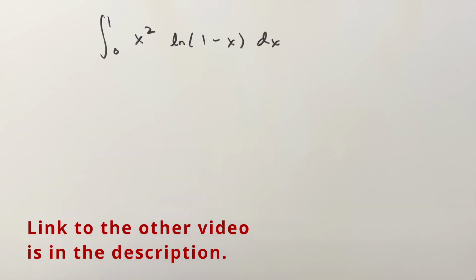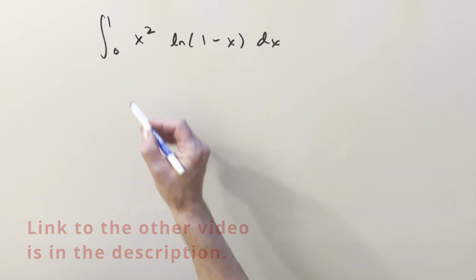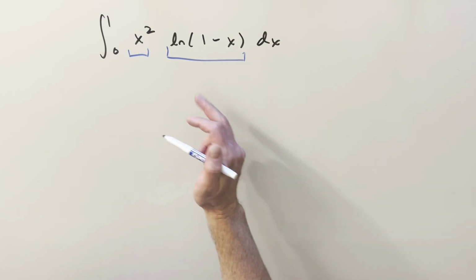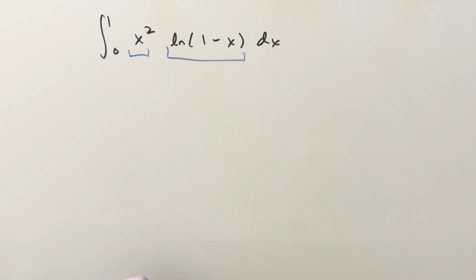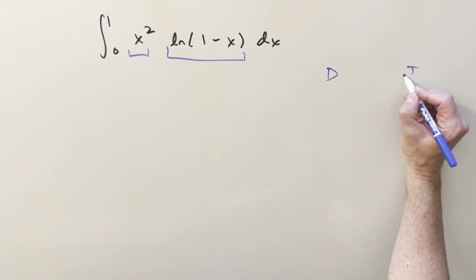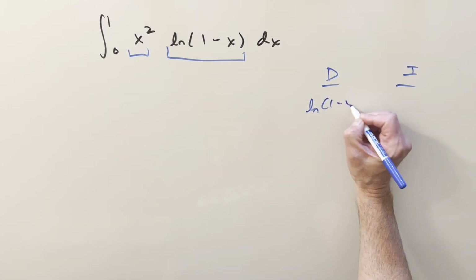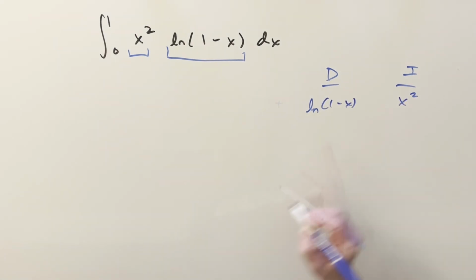But for this one, I just want to do the straightforward thing and kind of do integration by parts on it. We have our two parts here. I want to differentiate natural log 1 minus x because it's going to be hard to integrate that without using integration by parts. So we'll use the DI method over here to the right. I'll differentiate the natural log part and we'll integrate x squared.